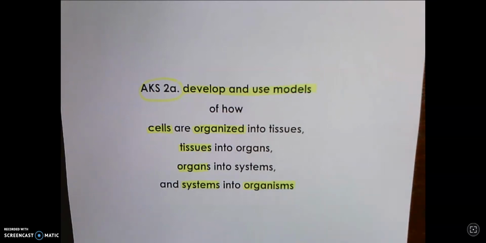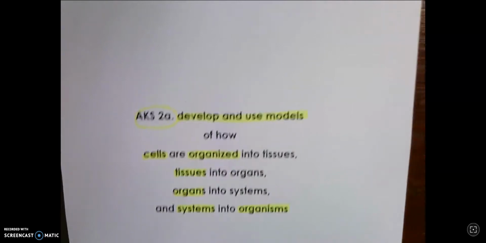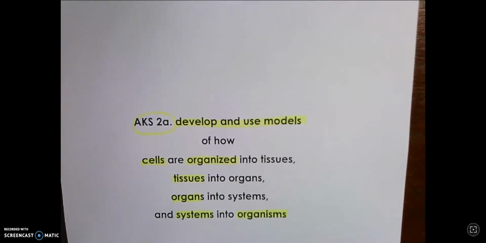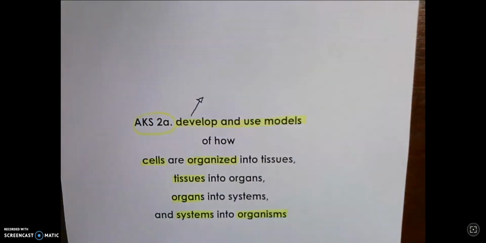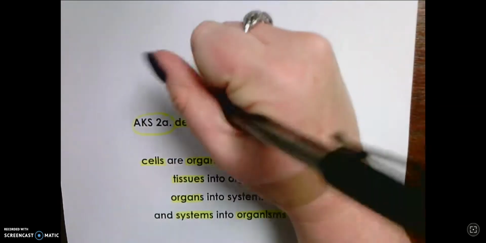So what I'm going to do now is begin to break down these different terms and talk about what we've already reviewed in class. So let's start with develop and use models. What would that look like if a scientist were to develop or use a model? So I'm going to draw an arrow with my black pen here. And developing and using a model is going to be creating a visual and then using that visual as evidence to prove that a phenomena is occurring. So let's write that down.